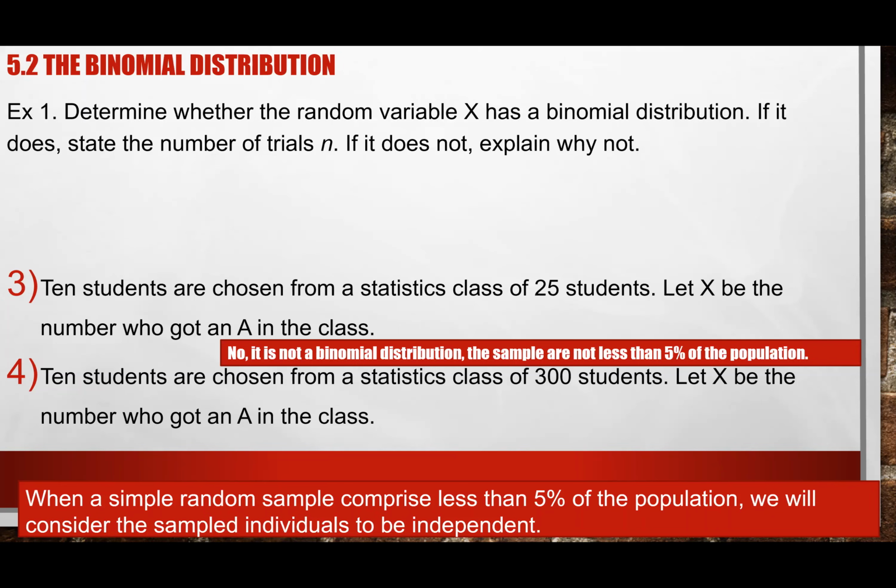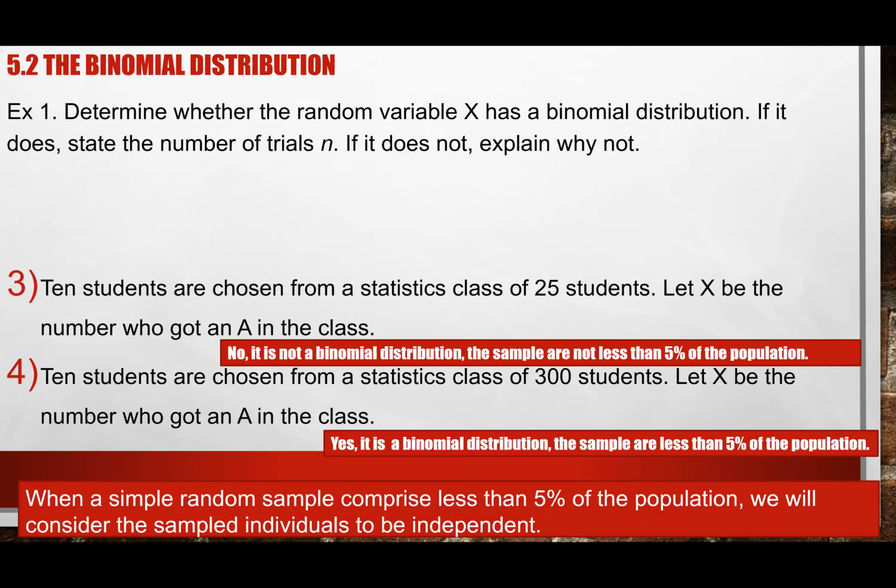Okay. So if you remember last time in chapter 4, when we talked about an unusual event, the cutoff is 5% or 0.05, right? So this tells you that if we deal with some number of students or some population, and the number that we take out is less than 5%, less than 0.05, then we will consider this a binomial distribution.